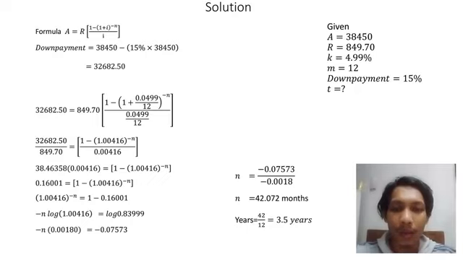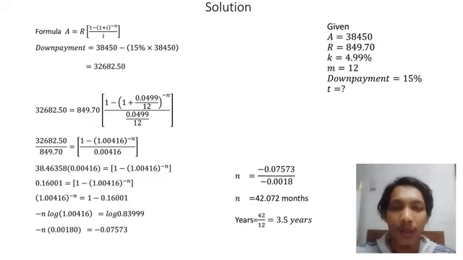Her monthly installment R is 849 ringgit and 70 cents, with an interest rate of 4.99% compounded monthly. Our periodic rate is 0.00416 using our 5 decimal precision. We need to find the total time using the present value of an annuity. We plug in our balance, monthly payment and present value. To isolate n, we multiply the balance by 0.00416 and divide by 849 ringgit and 70 cents, giving us 0.16001 on the left side.